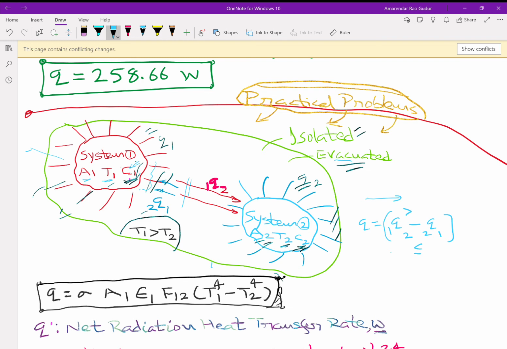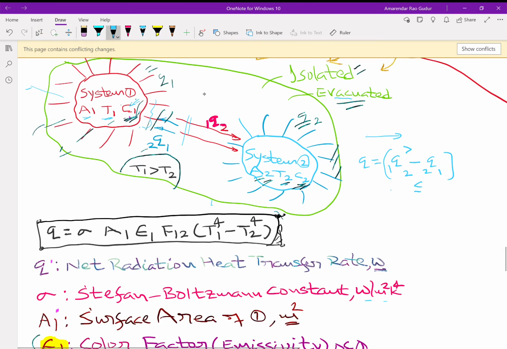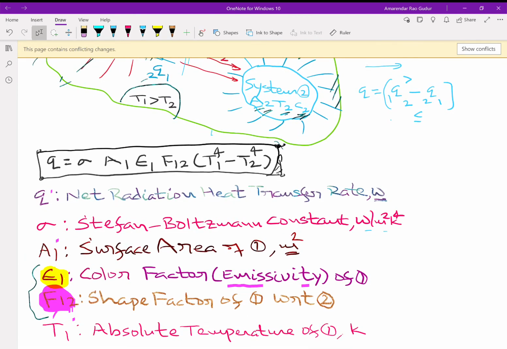And the net radiation heat transfer rate is given by Q is equal to sigma A1 epsilon 1 F12 (T1 power 4 minus T2 power 4). Where sigma is Stefan-Boltzmann constant, we know it very well, 5.67 × 10 power minus 8 watts per meter square Kelvin power 4. A1 is the area of the hot surface, T1 is the absolute temperature of the hot surface, T2 is the absolute temperature of the cold surface. Now we are left with two complex parameters. One is epsilon 1, other is F12 as shaded over here.